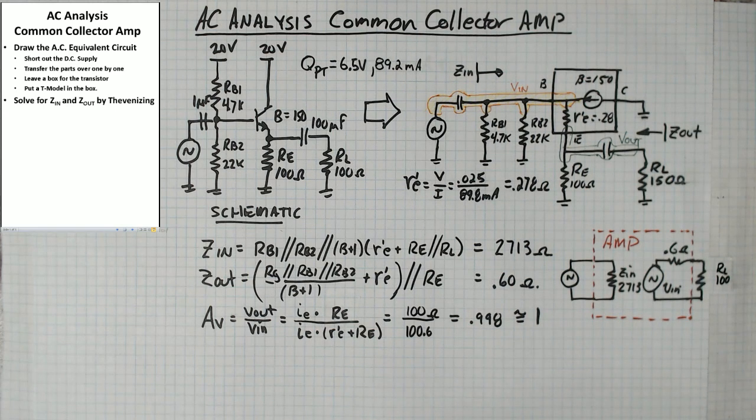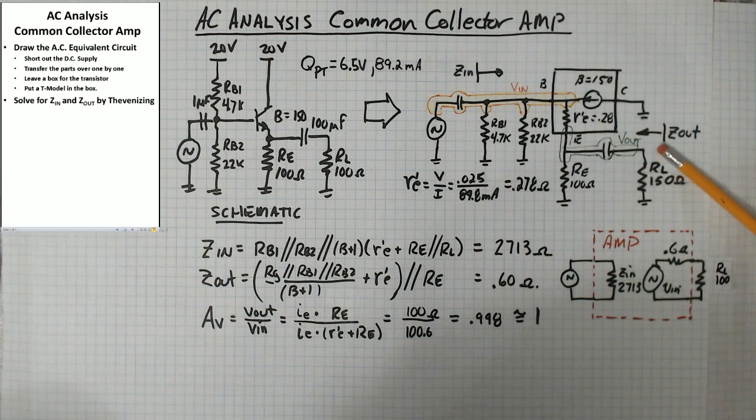So this is strictly Ohm's law. This is strictly series and parallel resistors and reducing them down to a single resistor. That comes out to 2,713 ohms. Now for Zout, you stand at this point here, you pretend that you're the load, and you look back into the circuit and see what it is you're attached to.